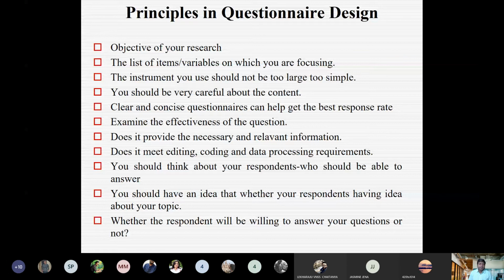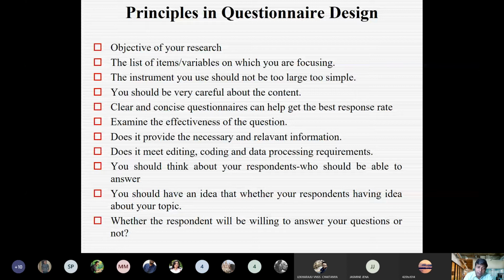They may not have an idea about all the policies, but some must have an idea. Suppose I am doing work on any kind of policy; I should ask the people whether they are aware about this policy or not, and whether their view is taken when it is forwarded in policy at the local level or the higher level. What I'm saying is that I should have this idea first, before preparing the questionnaire. Whether the respondent will be willing to answer your question or not is also highly essential.